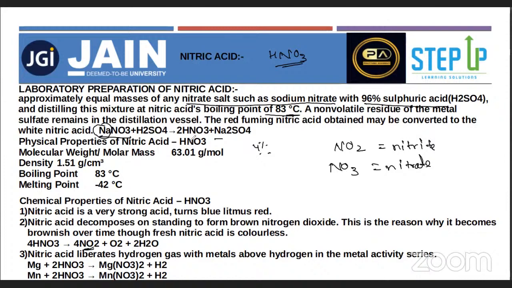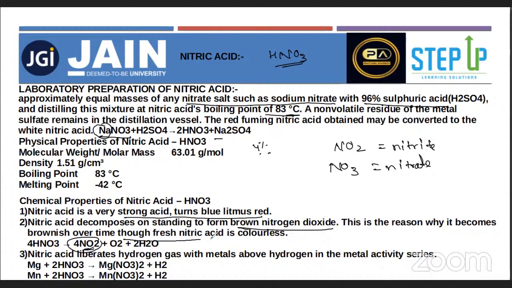Okay. Now next is physical properties of nitric acid. Molecular weight is 63.1. Density is this much, boiling point is this much, melting point is this much. What is important is the chemical properties of this. Nitric acid is a very strong acid. It turns blue litmus to red. It's a very strong oxidizing agent as well. Nitric acid decomposes on standing to form brown nitrogen dioxide. This is also used as a test. This is the reason why it becomes brownish over time, though fresh nitric acid is colorless.